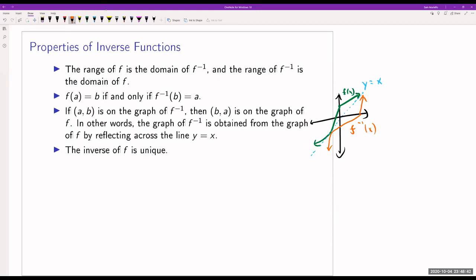And we see for each point on the graph, if this was the point A, comma B, then on the mirror graph, the same point would show up reflected with B, comma A.